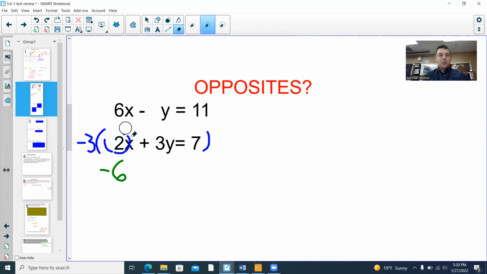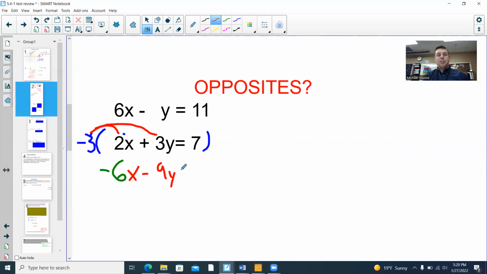So I'm going to multiply 2 times this negative 3. And I'm going to get my negative 6x, just like I wanted. So now I have my opposites. But what I do to one, I have to do to all of them. So I'll multiply this 3 by a negative 3, and I'll get a negative 9y. And I'll do the same thing to that last one, and I'll get a negative 21. So what I did is I made opposites for this top equation, and this equation now have opposites.